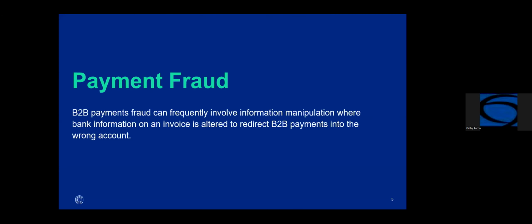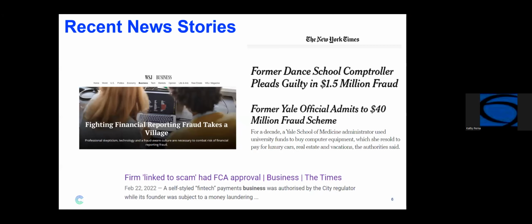So payment fraud. B2B payments fraud frequently involves information manipulation. So bank account information on an invoice could be altered, basically just trying to redirect B2B payments into the wrong account. And this is a very real issue. As you can see here, we've just got some recent news stories, right? Former dance school comptroller pleads guilty to 1.5 million in fraud. It's very real. There's lots of money involved in payments fraud through lots of companies.